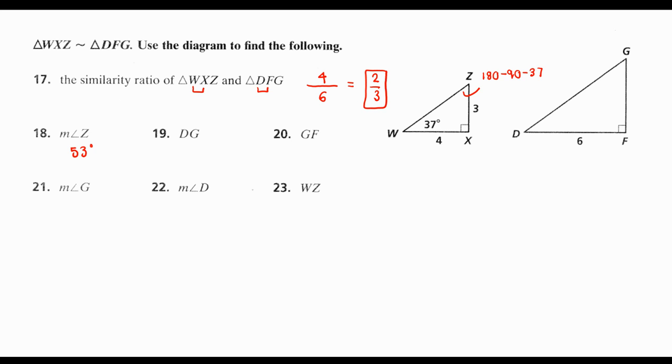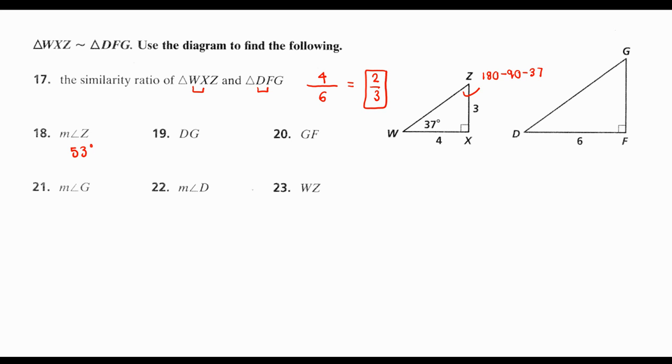All right, DG. Notice that that side is going to be similar to WZ. I don't have the side for WZ. However, I can find it. Okay, notice that that's really this number 23. So let's skip and let's find WZ first.